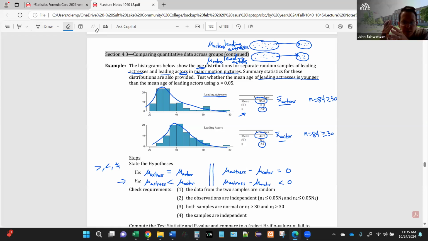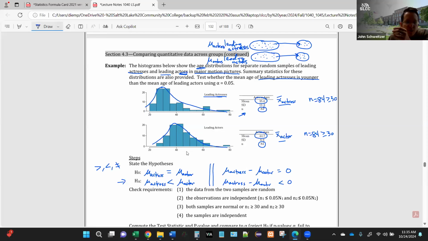Up until now, we always had a number over there, right? We were trying to figure out if the proportion of, you know, right-handed people is equal to some number or greater than some number, right? But here we're looking to see if a parameter is equal to or different from another parameter. And the reason why is because we have two populations we're dealing with. We have the population of leading actresses and we have the population of leading actors. So this is for all of those major motion pictures.